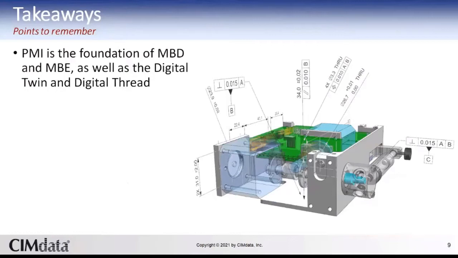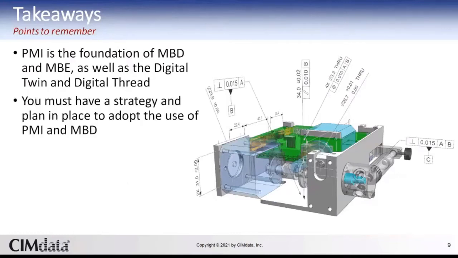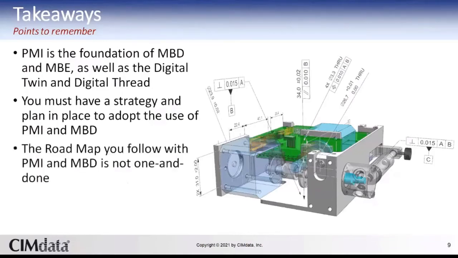The presentation takeaways to remember are: 1, PMI is the foundation of model-based definition and model-based enterprise. It is the underpinning of the digital twin and critical information for the digital thread. 2, you need a strategy to implement PMI and MBD. One of the most common mistakes companies make is to use their traditional 2D drafting process, but now to do it in 3D. Problem is they do not correlate. For example, on a 2D drawing, a blow-up view is simply in 3D a zoom and save a view.